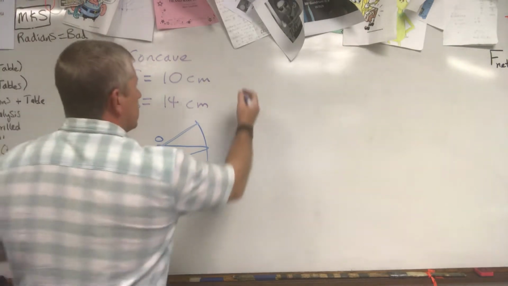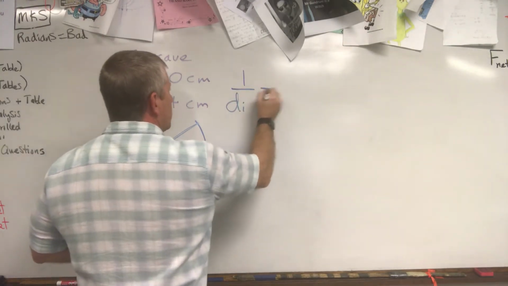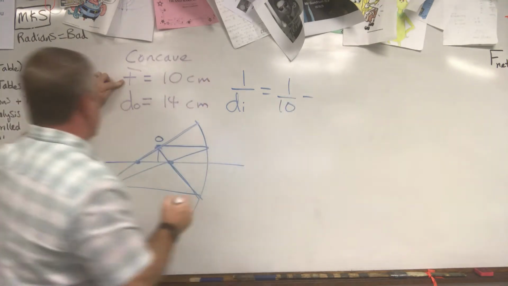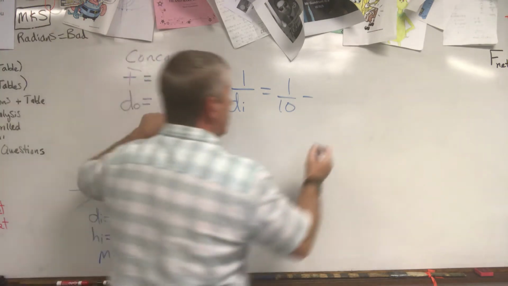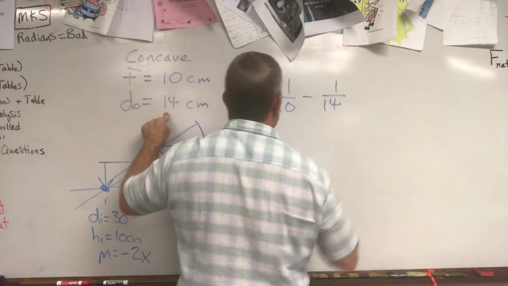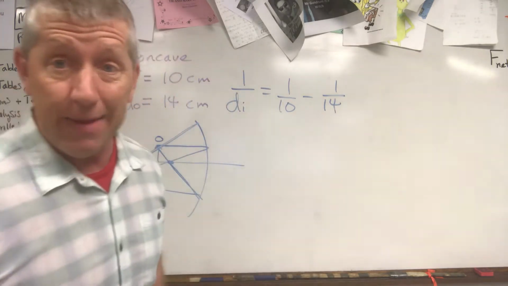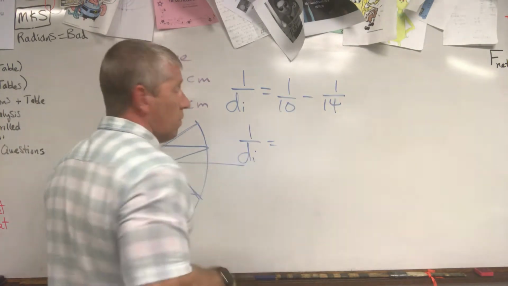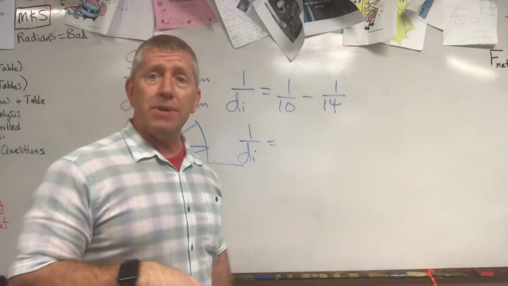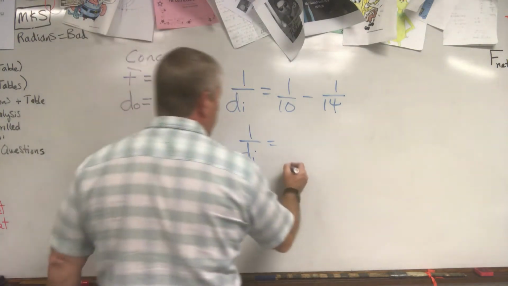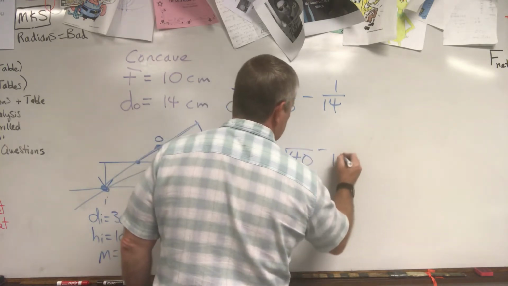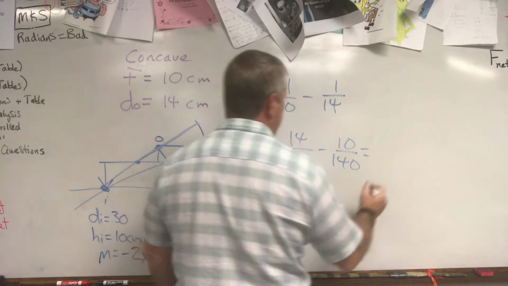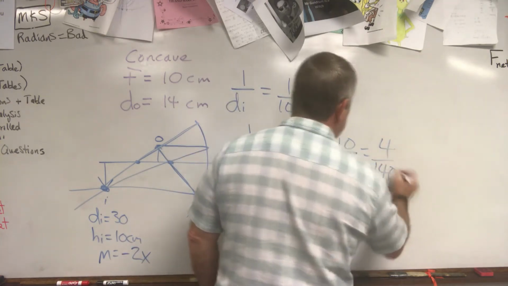Okay, here we go. 1 over di equals 1 over f. So 1 over f is 1 over 10 minus 1 over do, which is 1 over 14. Let's do some sweet 4th/5th grade math. Math was fun. So 1 over di. I'm using 140. Use whatever you want, okay? You say potato, I say potato. So 140 is my common denominator. Okay, 14, 10. I get a difference of 4 over 140, but that's 1 over di.